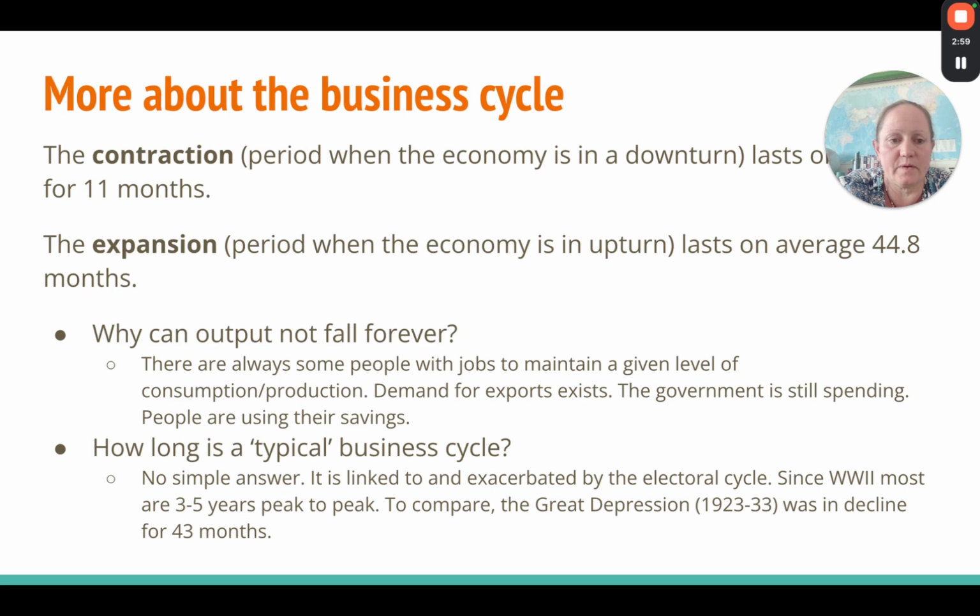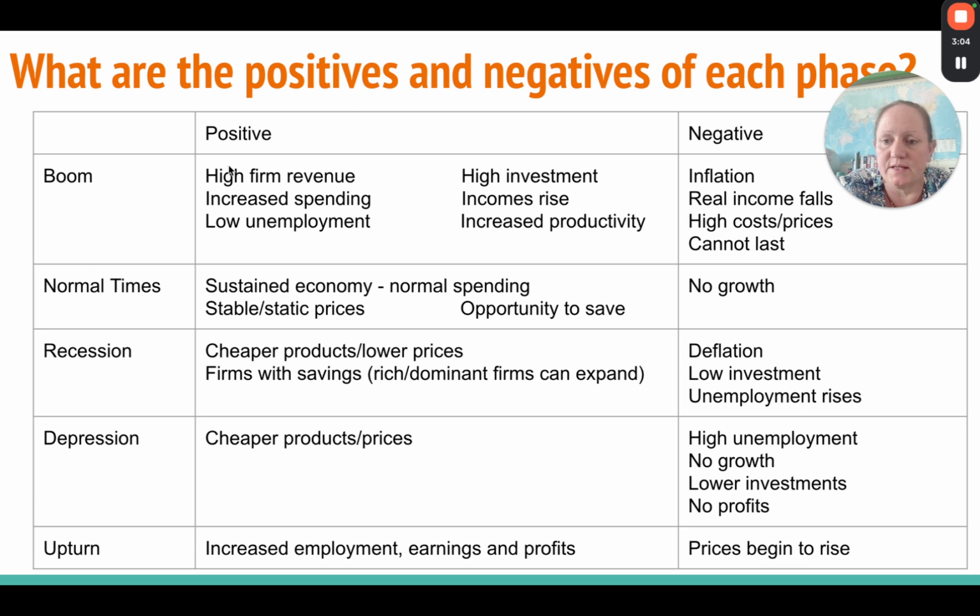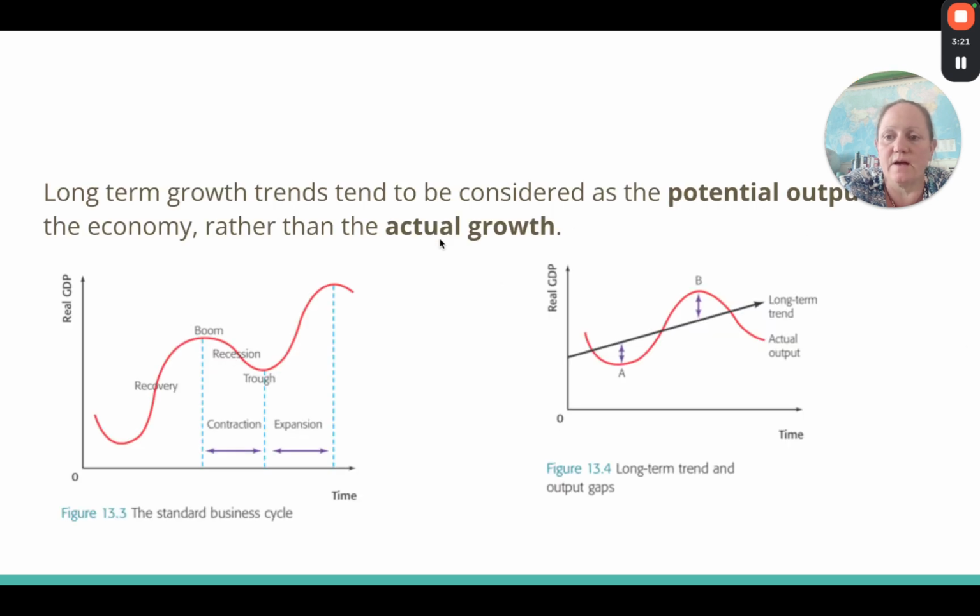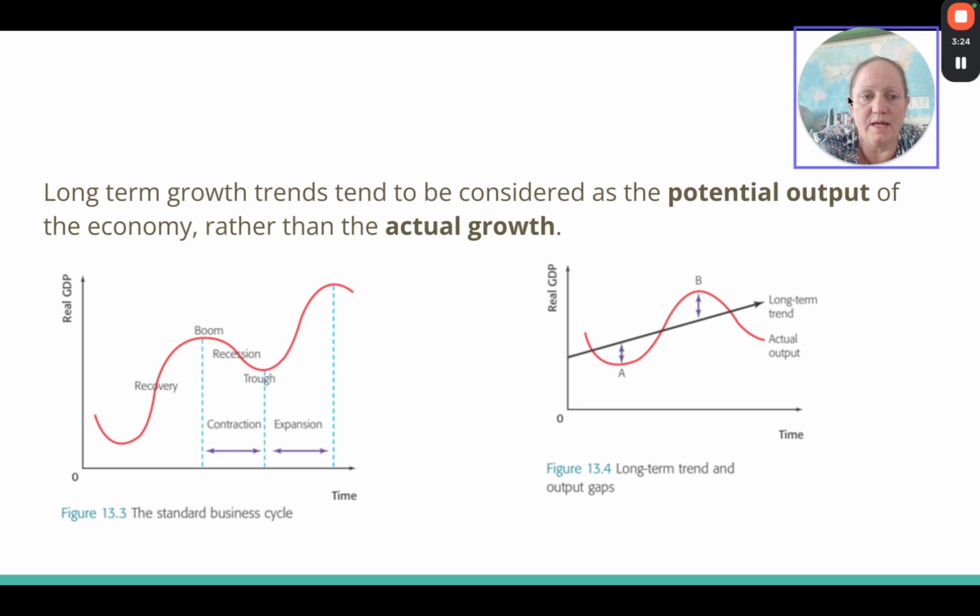And so you can see here, these are the same characteristics I mentioned for the typical characteristics. These are the good things about each phase and the bad things about each phase. No economy stays in one phase all the time, so it's just a matter of getting into the next phase. This would be a symbol of potential output, this long-term trend line, rather than actual growth.